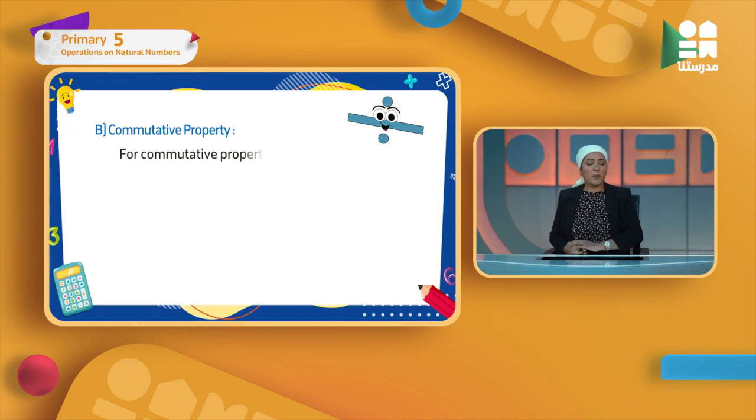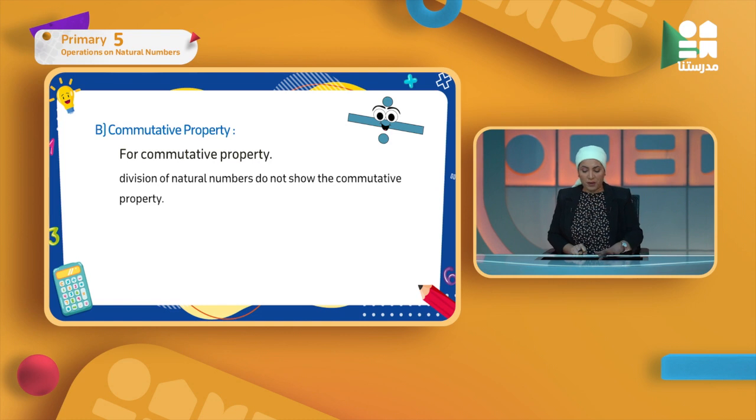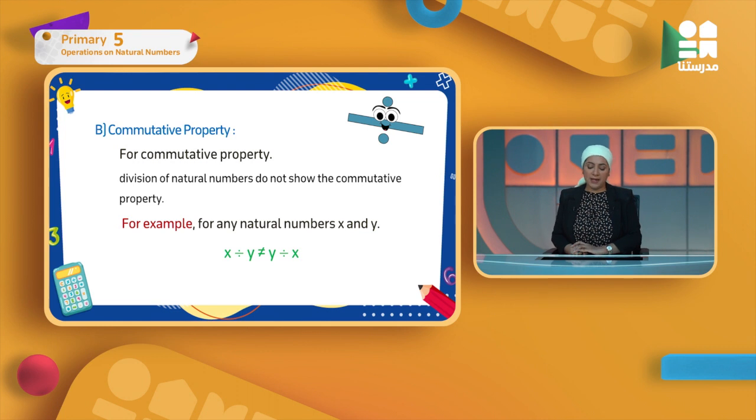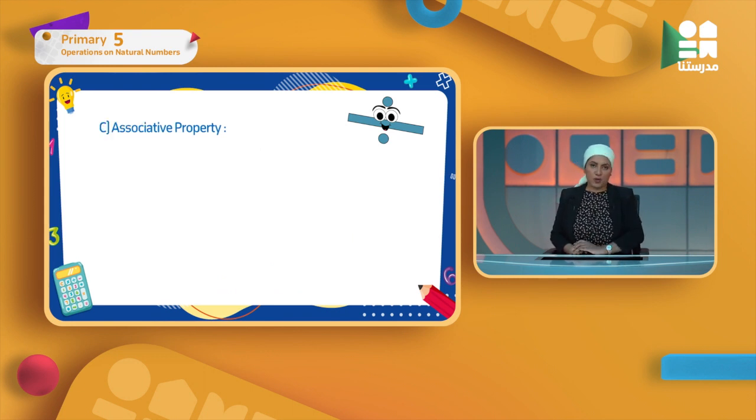So let's move to commutative property. For commutative property, division of natural numbers does not show commutative property. Can we see an example? Yes, of course. For any natural numbers x and y, x divided by y is not equal to y divided by x. How? 8 divided by 4 is 2, while 2 divided by 8 will give me a decimal number which is totally different than the 4. Then they are not equal to each other.